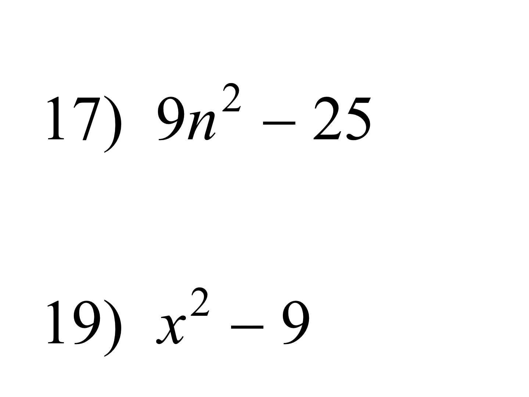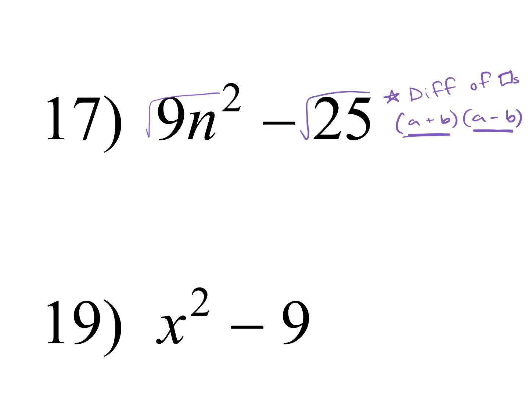How would I factor 17? It's the difference of squares. Difference of squares. How does the difference of squares factor? It's like conjugate. So you get a plus b times a minus b. So difference of squares ends up being 2 sets of parentheses. Well, let's find out what our a and our b are. So we would take the square root of both of these.